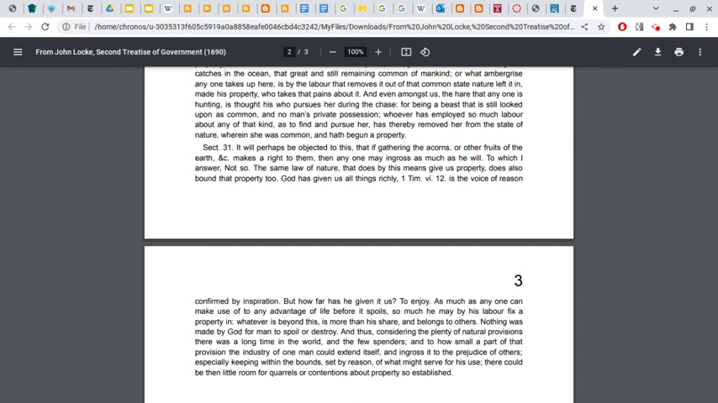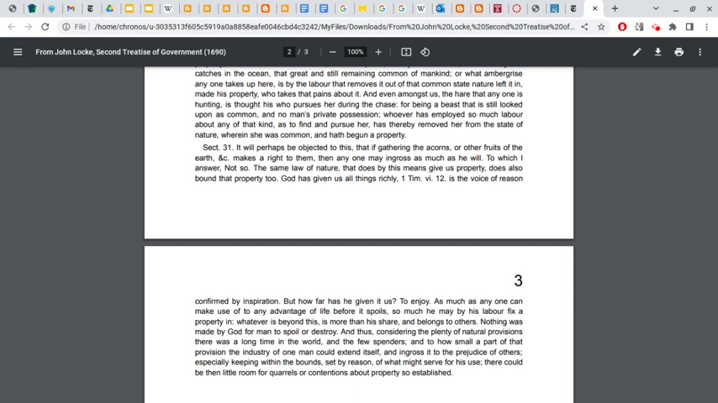"It will perhaps be objected to this, that if gathering the acorns or other fruits of the earth, etc., makes a right to them, then anyone may engross as much as he will, to which I answer, not so. The same law of nature that does by this means give us property does also bound that property too. God has given us all things richly, is the voice of reason confirmed by inspiration. But how far has he given it to enjoy?" And that's as much as you can own, as much as you can use.